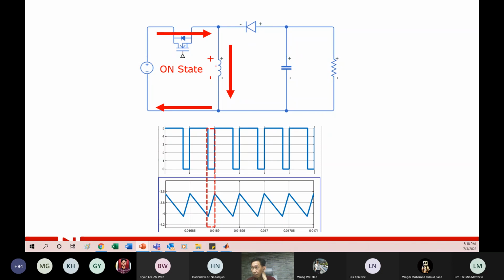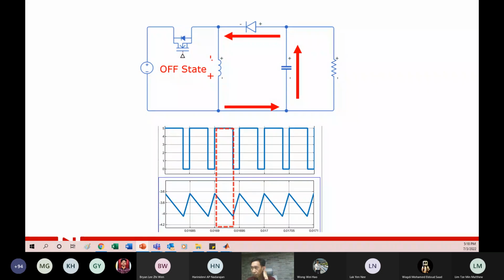You see the inductor and the transistor change places, right? For the boost, the inductor is on top, but now it's in parallel here. So it charges, and then when it discharges, in the off state, the positive and negative switch place, and the energy stored in this inductor will start to discharge.